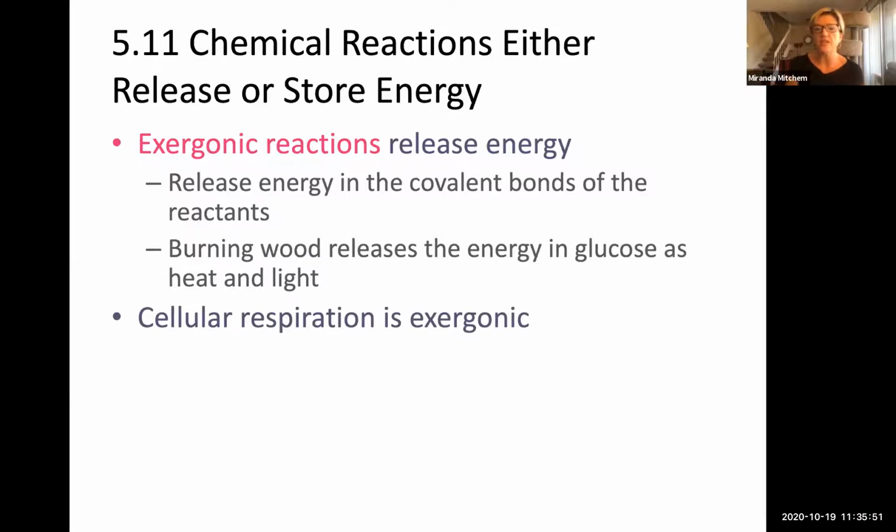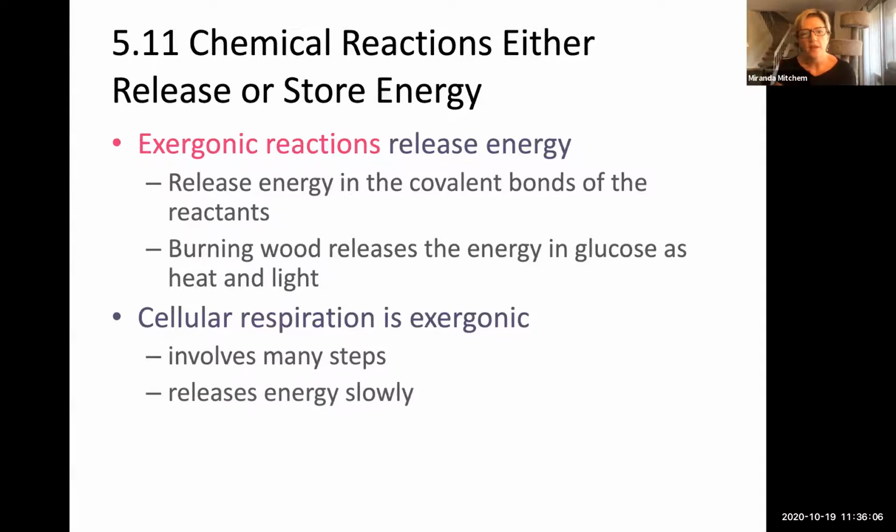So cellular respiration is a good example of an exergonic reaction. It does take many steps. We will study the main stages of cellular respiration in Module 10, but it's a process that does release energy slowly. And that's good because we would quite literally burn up if it wasn't a slow process because of the amount of energy associated with these reactions. So take a look at the YouTube videos that I've added up on this topic, please.